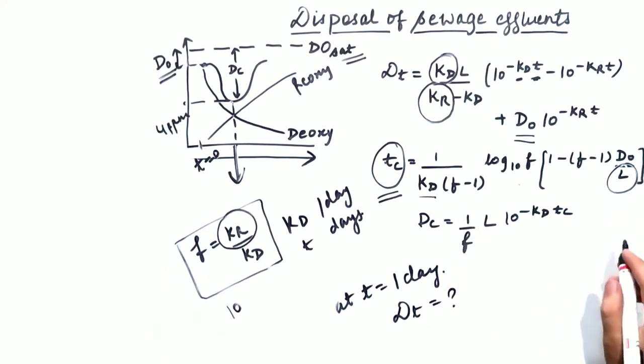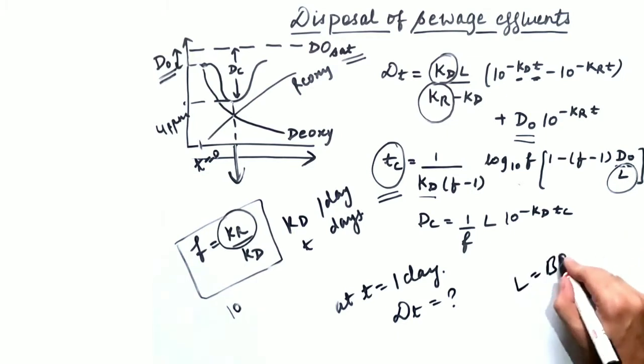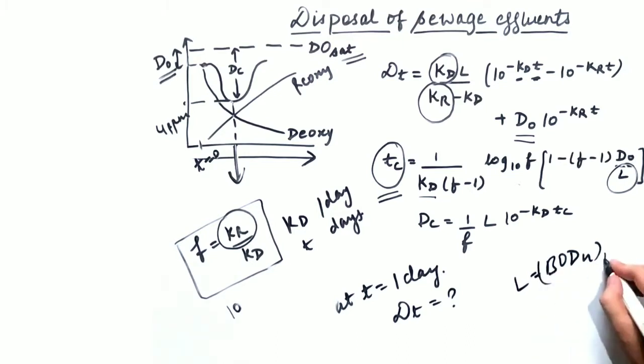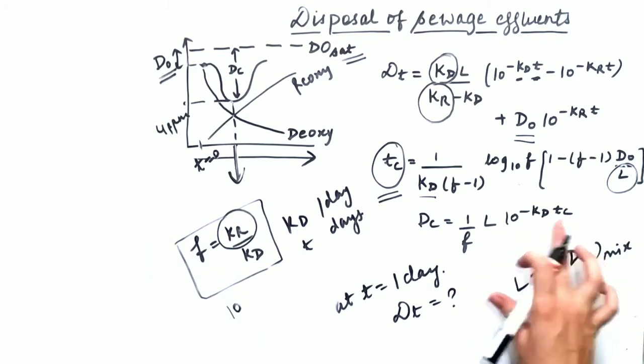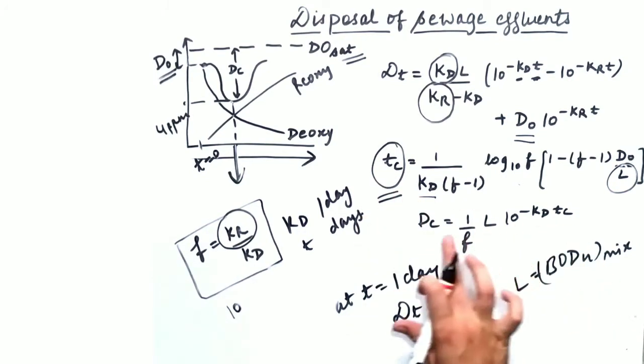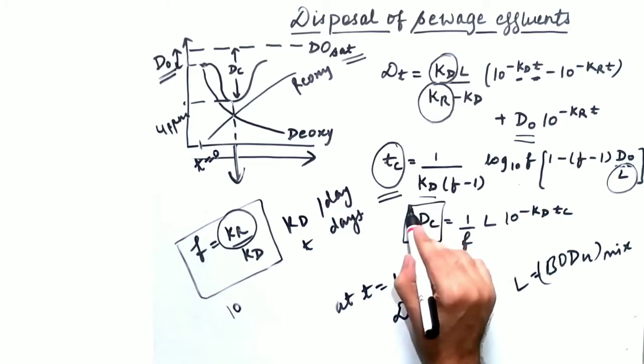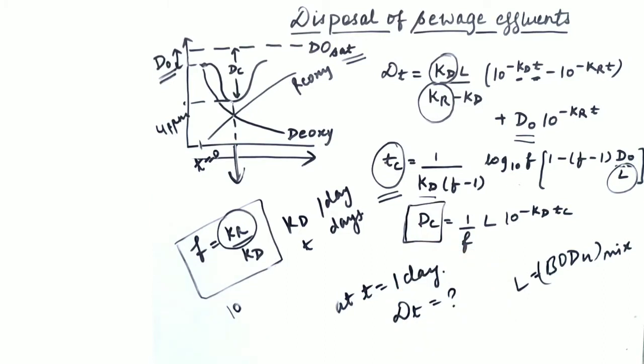What is L? L is the ultimate BOD of mix. Remember this, not of river, not of sewage. Suppose sewage has some BOD, river has some BOD, river has some discharge and sewage has some discharge. So you have to calculate the BOD of the mix by the weighted average formula. So this is L. Okay, and tc you know. F you know, L you know, so you can also calculate the critical oxygen deficit level. So this is all about the brushing up of the formulas.